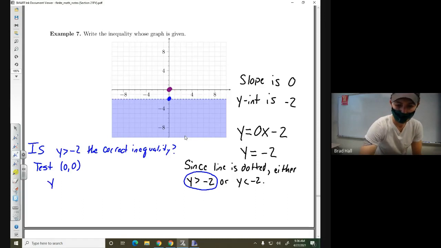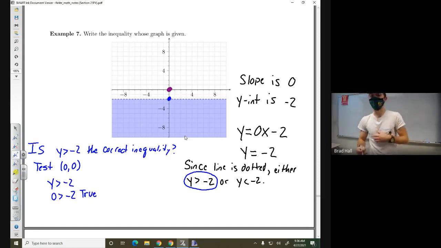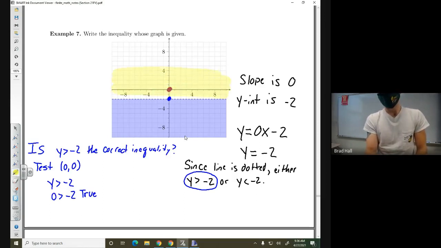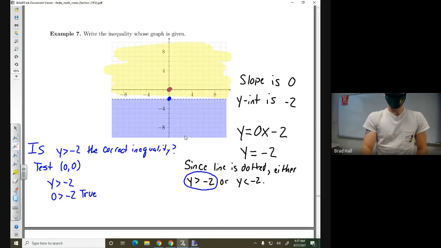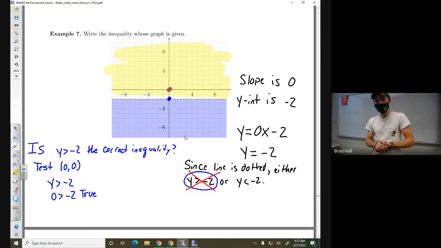What this tells us, x is 0, y is 0. There's no x, so we can just ignore that. So y is 0. So we get a true statement from this, which tells you that you would need to shade on the same side as 0, 0, which would tell you you would have to shade up here. But our graph doesn't have that. Our graph shades on the other side. So what we just chose cannot be the correct inequality. And instead, it has to be the other one.